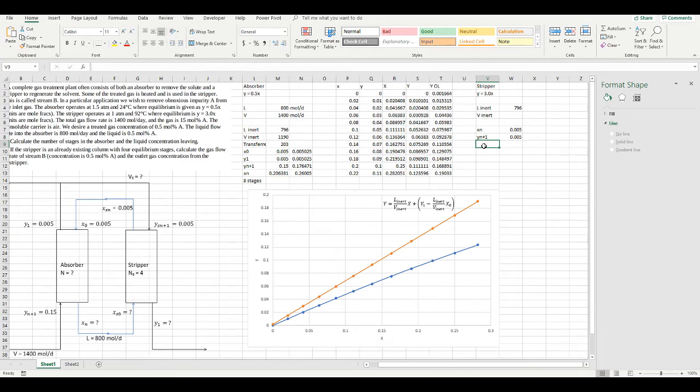We also know that the inlet liquid concentration needs to be the same as the outlet liquid concentration of the absorber. So x0 is going to be equal to 20.6%. Finally, we don't know the outlet gas concentration, so that is something we're going to have to figure out.